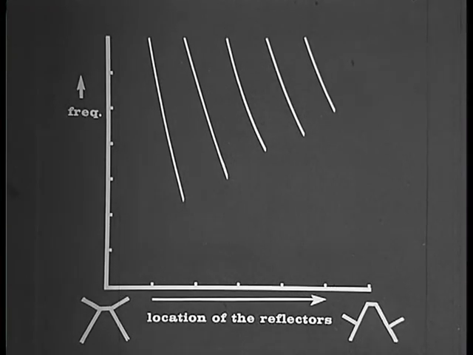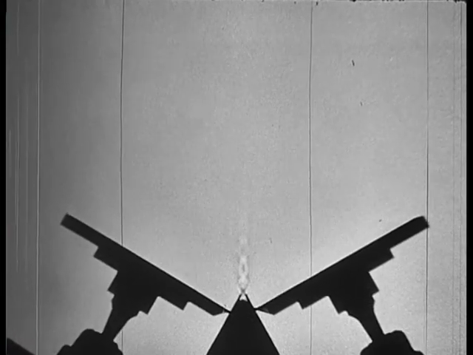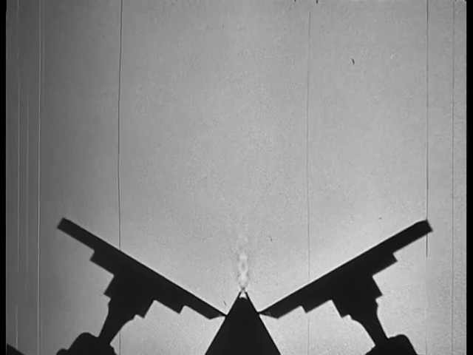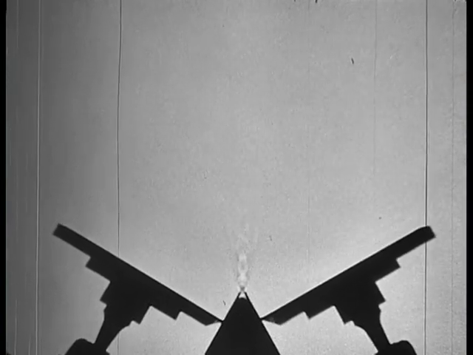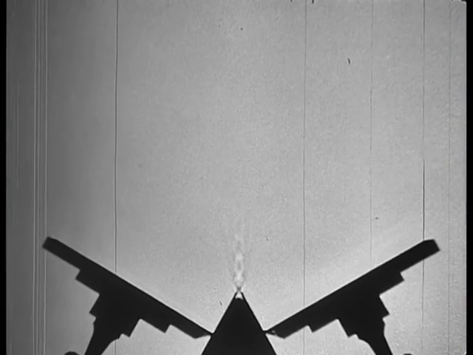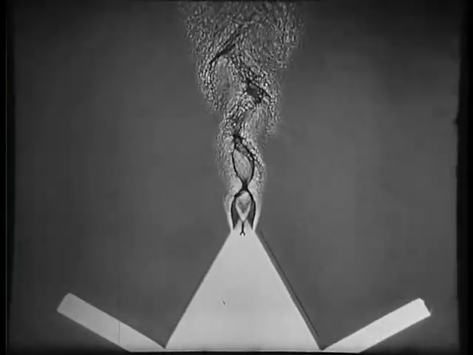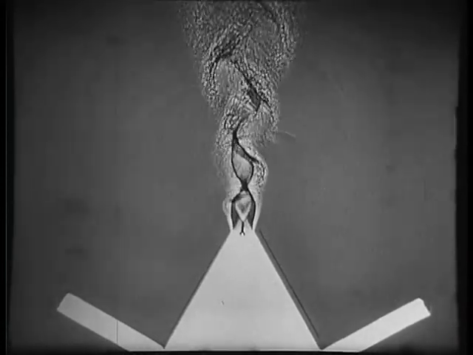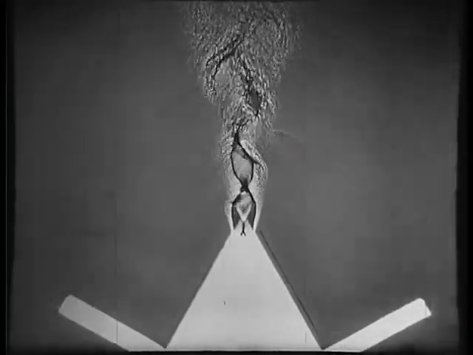For simplicity, both reflectors were at every measuring point kept at the same distance from the nozzle edge. In this film, the reflectors are in a fixed position. There we find some remarkable differences from the first film.